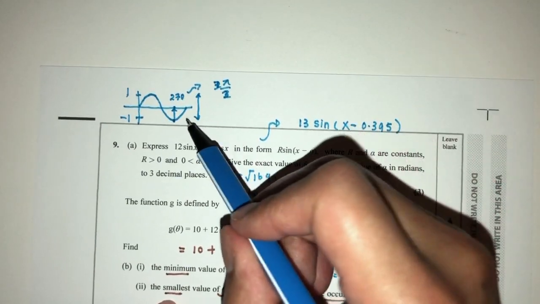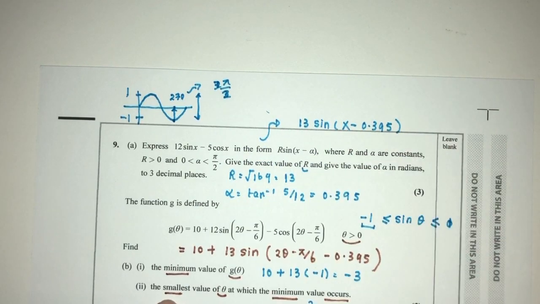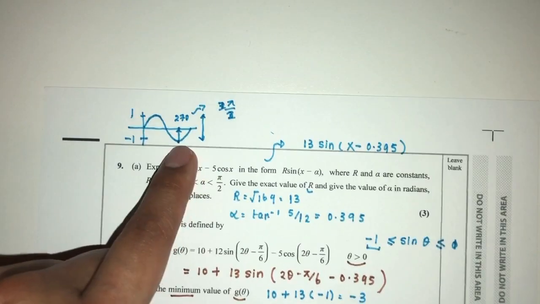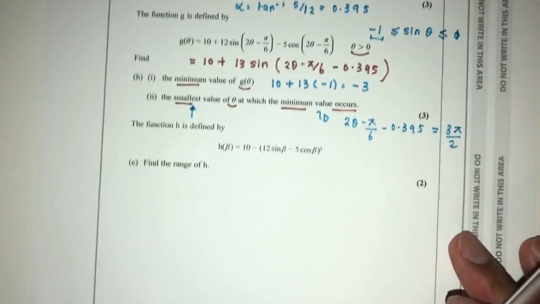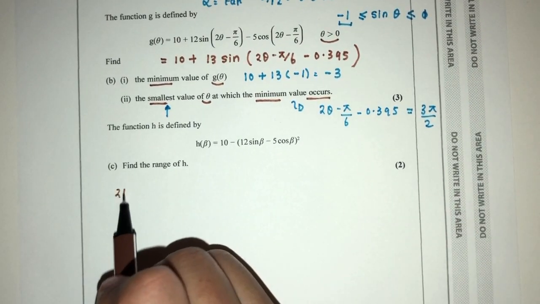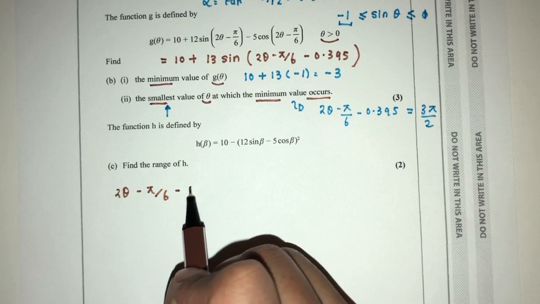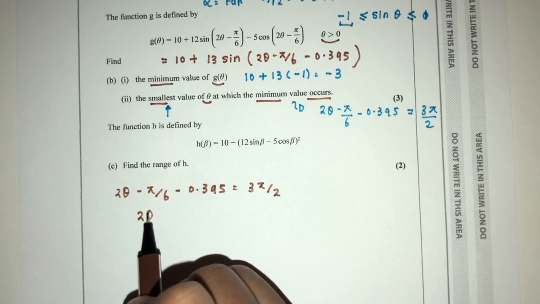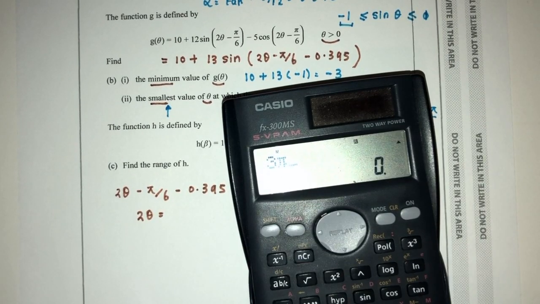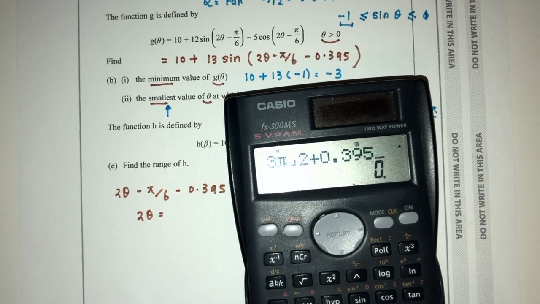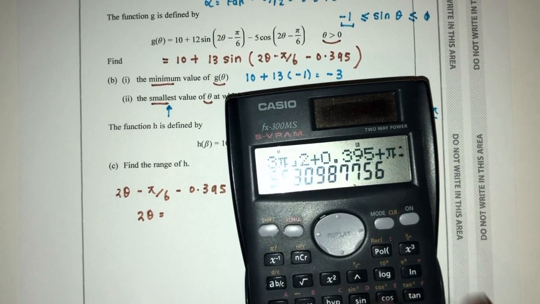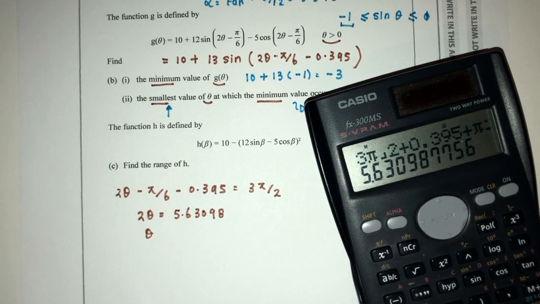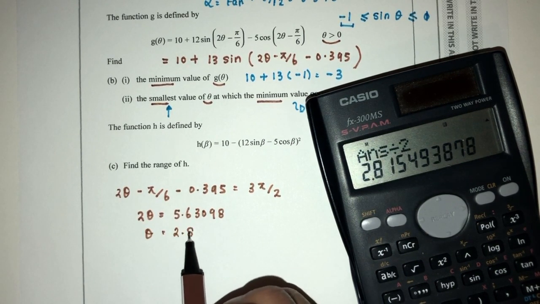But now if you keep going on, there's obviously going to be many other values of angle that will work as well. However, because of this smallest value, we can just take the first one at which it occurs. So just solve this. Let me continue below. You have 2 minus this minus 0.395, that should be 3 pi over 2, which means 2 this will be what? So let's solve. 3 pi over 2 plus 0.395 plus pi over 6. That will be 5.63098. So this will be divided by 2, 2.8155.